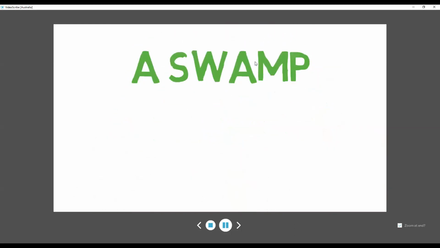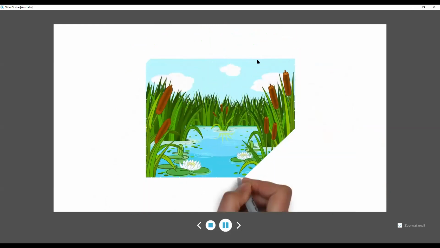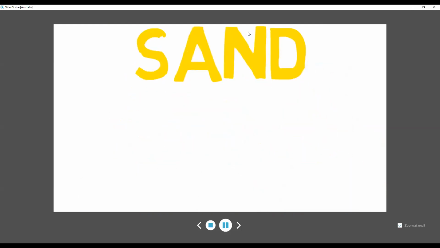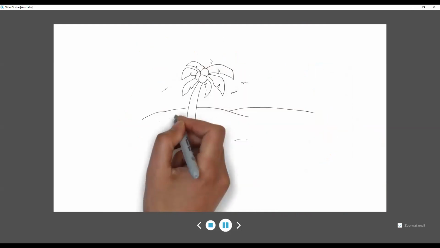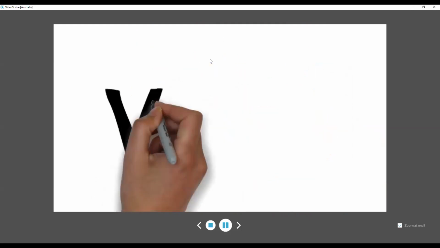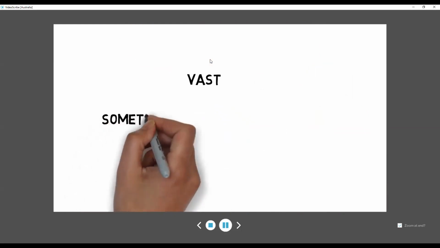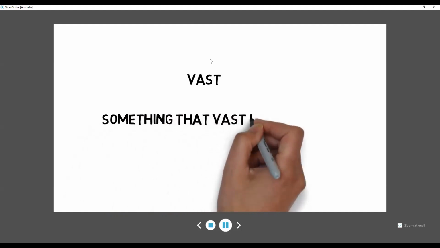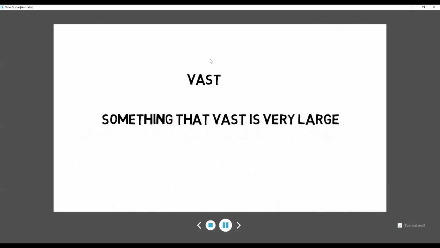So the next word is a swamp, and you may use adjective swampy. What is swamp? Болото. Sand, песок, and an adjective is sandy. Vast. What is vast? Something that is vast is very large. Vast means обширный, огромный.